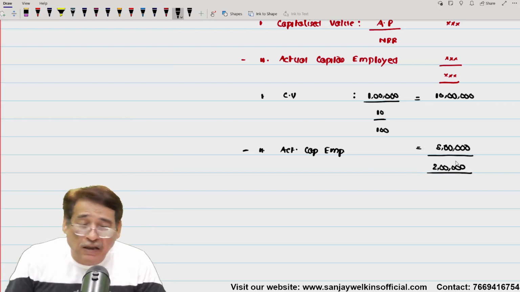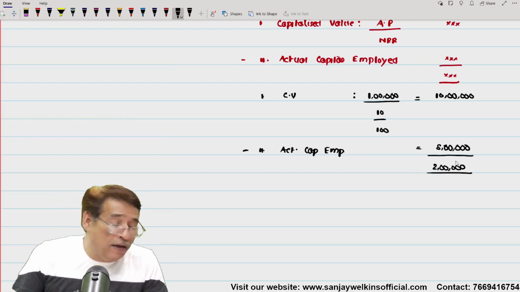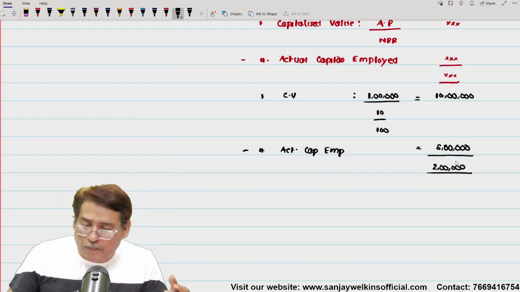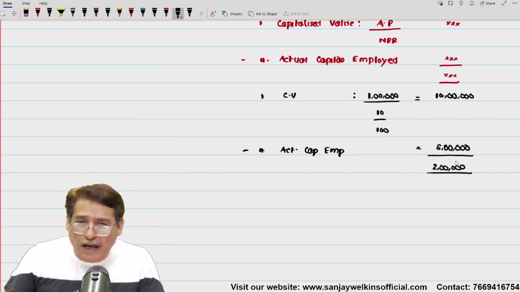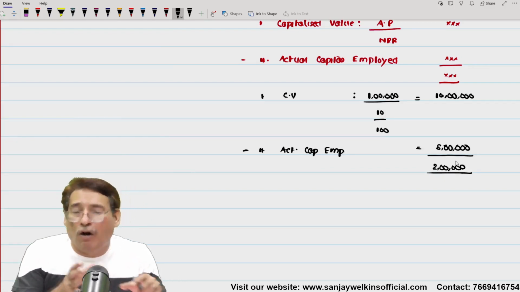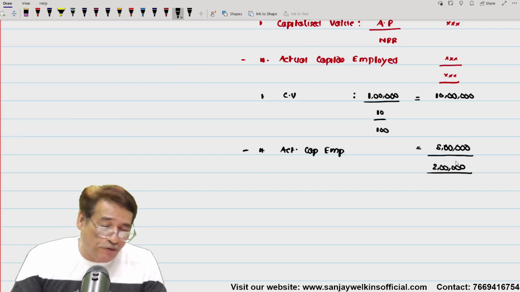So basically these are the three methods, and it is up to the old partners, by adopting any of these three methods, to prove that their firm's goodwill is equal to this much.